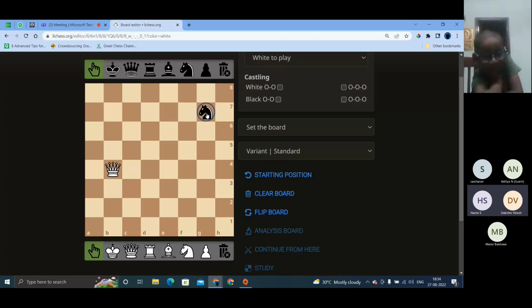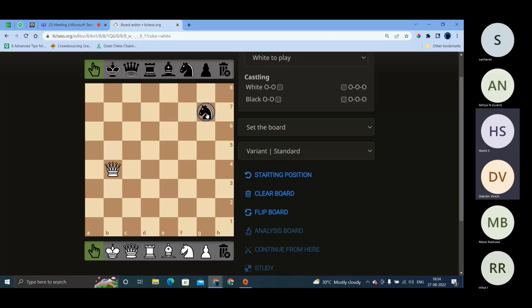First, go to F5. Okay, you want me to go to F5. Very good. So that is the landing square. Then go to G3. G3, this square.